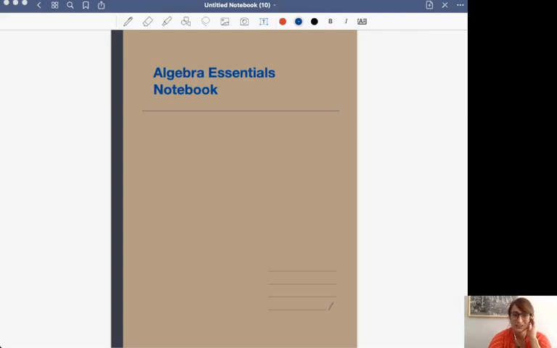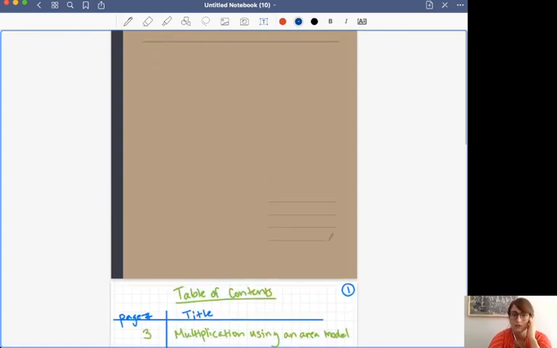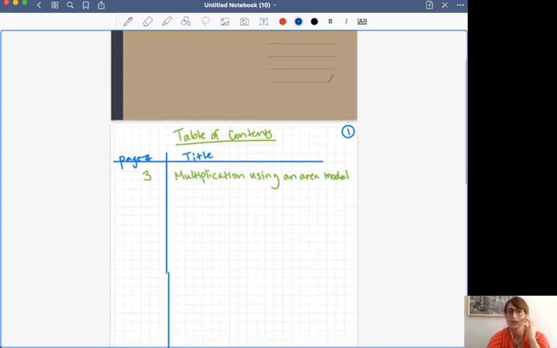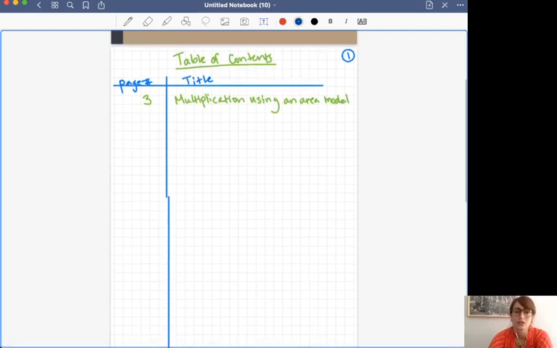Hey everyone, so today's the first day in class that we're going to be using our notebooks. So this is my notebook and I'm going to set mine up so that you can kind of just try to copy what I do to keep your notebook really nice and organized. So here's the cover of my notebook and here's my very first page.